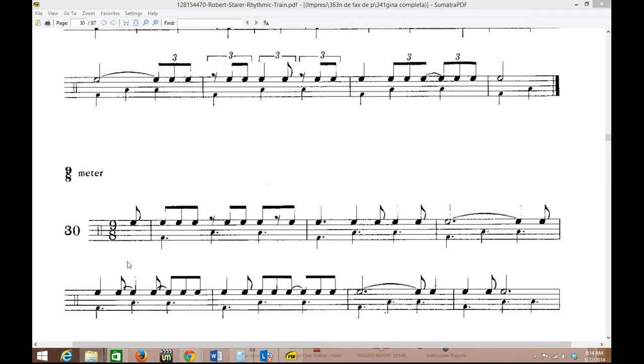We are in 9/8. The beat unit is not the quarter note in this, it is the dotted quarter note. The dotted quarter note is one beat. So here we go. Here's one beat. The question is, is this beat divided? The answer is yes, the beat is divided because we have an eighth note here.